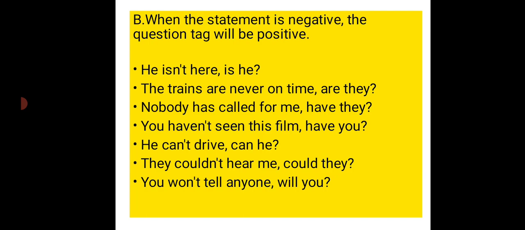Now, see the examples. He isn't here. It means he is not here. So it's a negative statement. So the appropriate question tag will be is he? You can't say isn't he. Isn't can't go with isn't. So a negative statement can't go with a negative question tag. So it's a negative statement with a positive question tag.